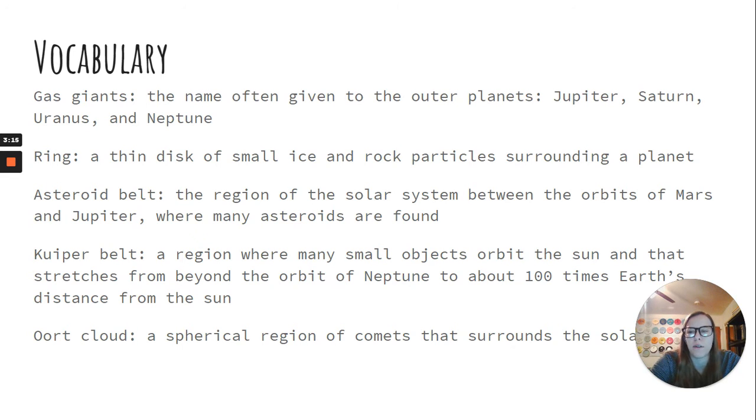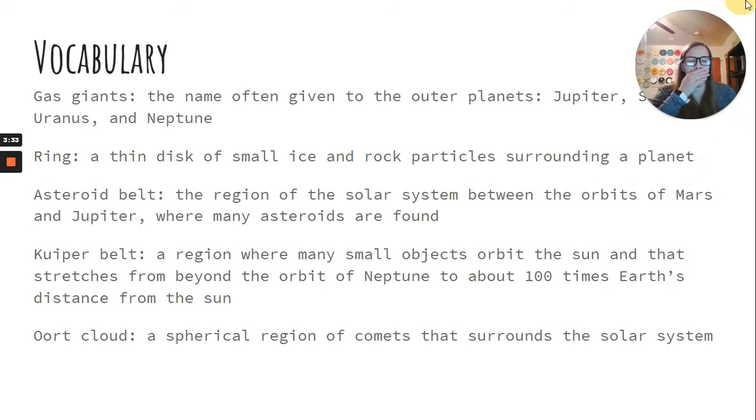And the asteroid belt is the region of the solar system between the orbits of Mars and Jupiter, where many asteroids are found. The Kuiper belt is a region where many small objects orbit the sun, and that stretches from beyond the orbit of Neptune to about 100 times Earth's distance from the sun. The Oort cloud, a spherical region of comets that surrounds the solar system.